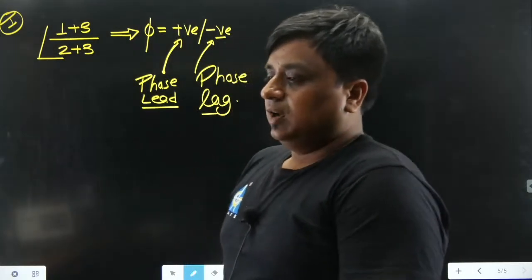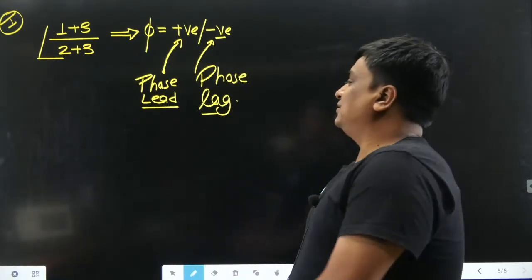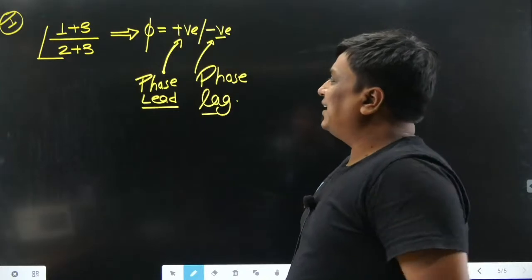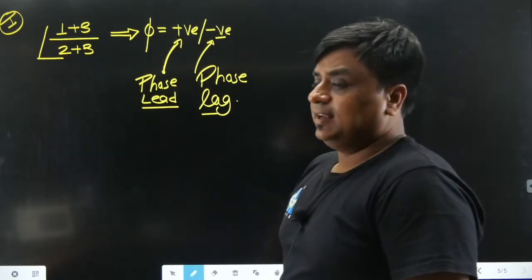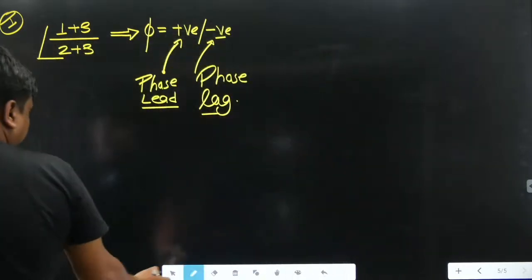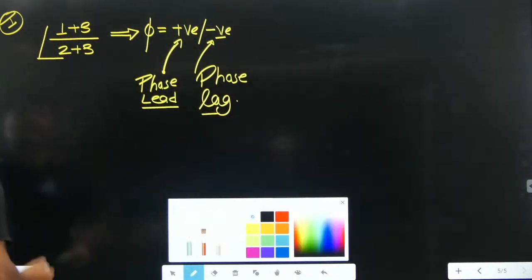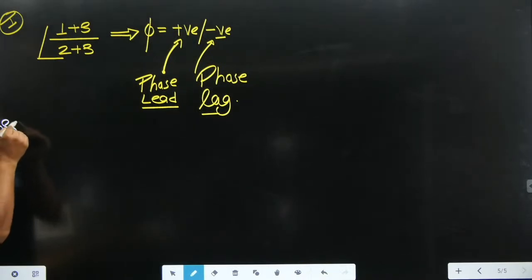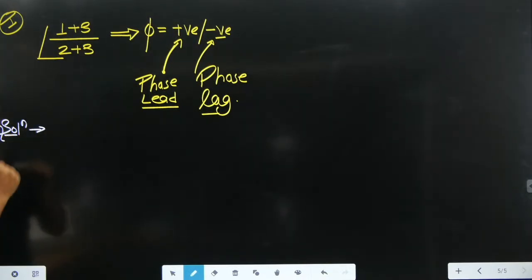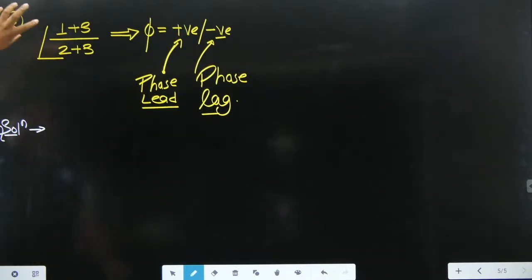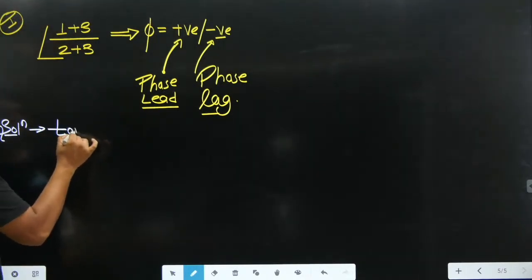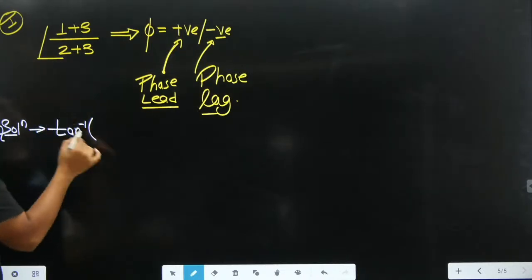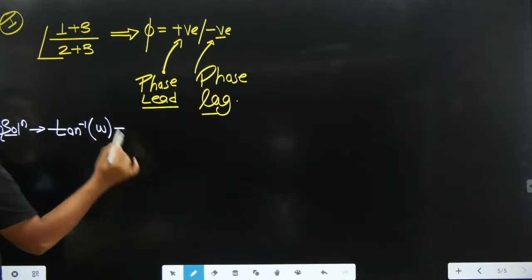Tell me, 1 plus s over 2 plus s, would you be categorizing the angle offered by this system under leading in nature or lagging in nature? The same process has to be followed. May I know what exactly the process is which we wanted to follow over here? So here starts the solution. The angle offered by 1 plus s is simply going to be tan inverse of the imaginary part divided by the real part.